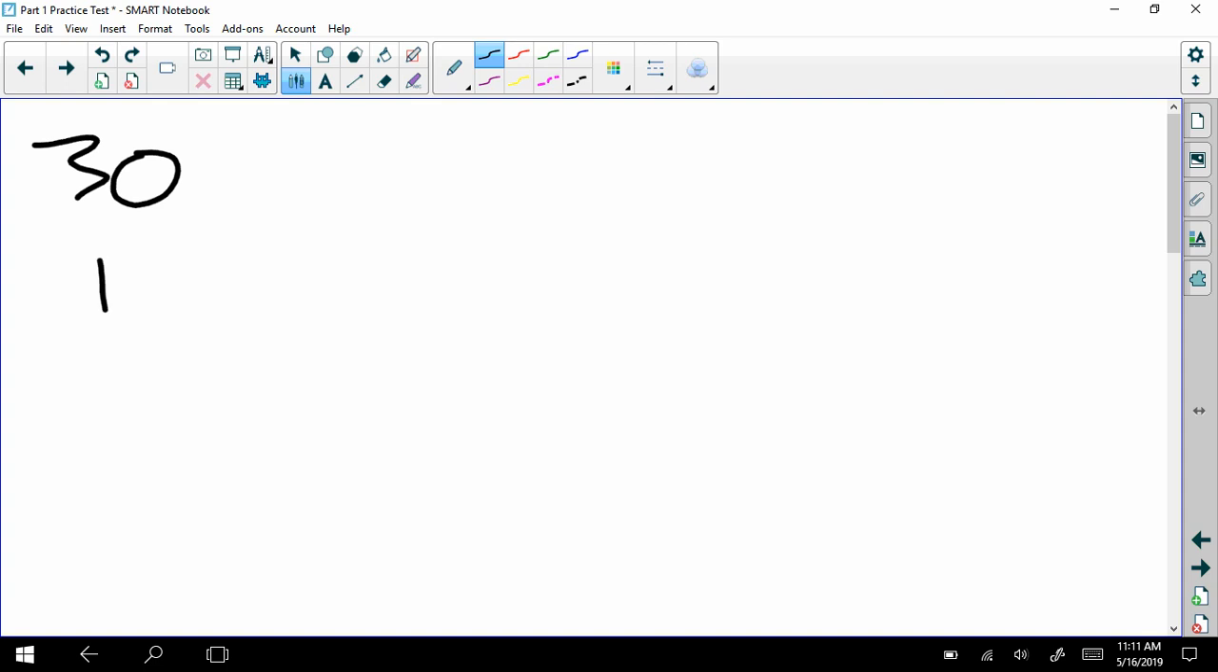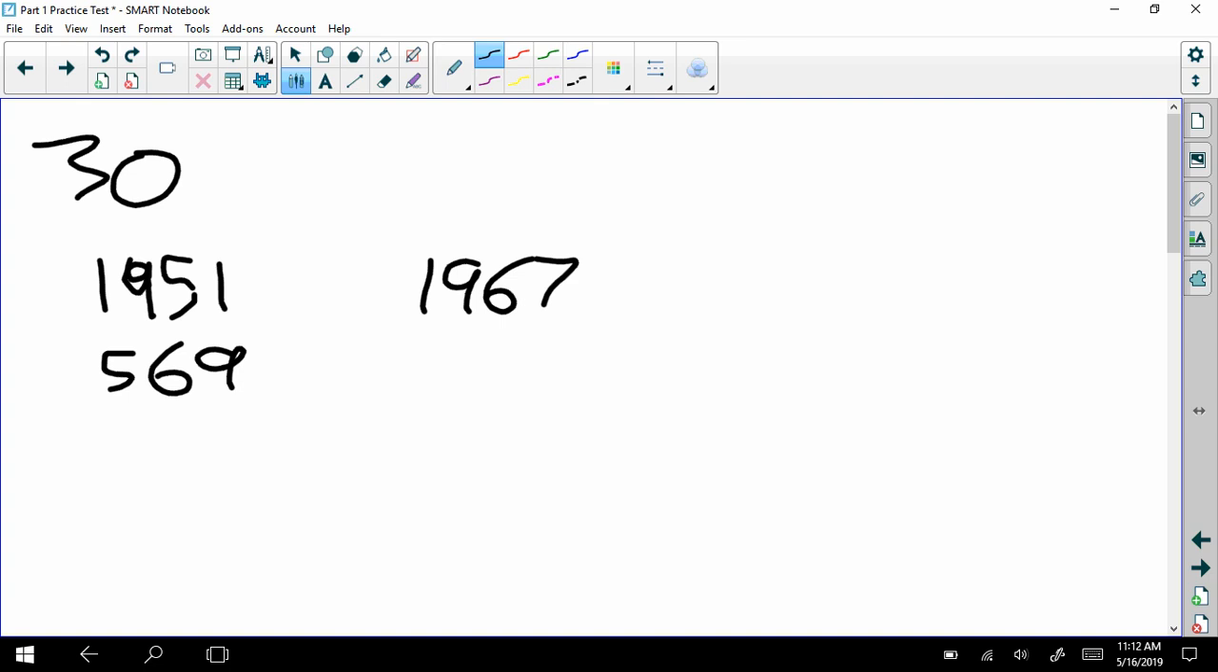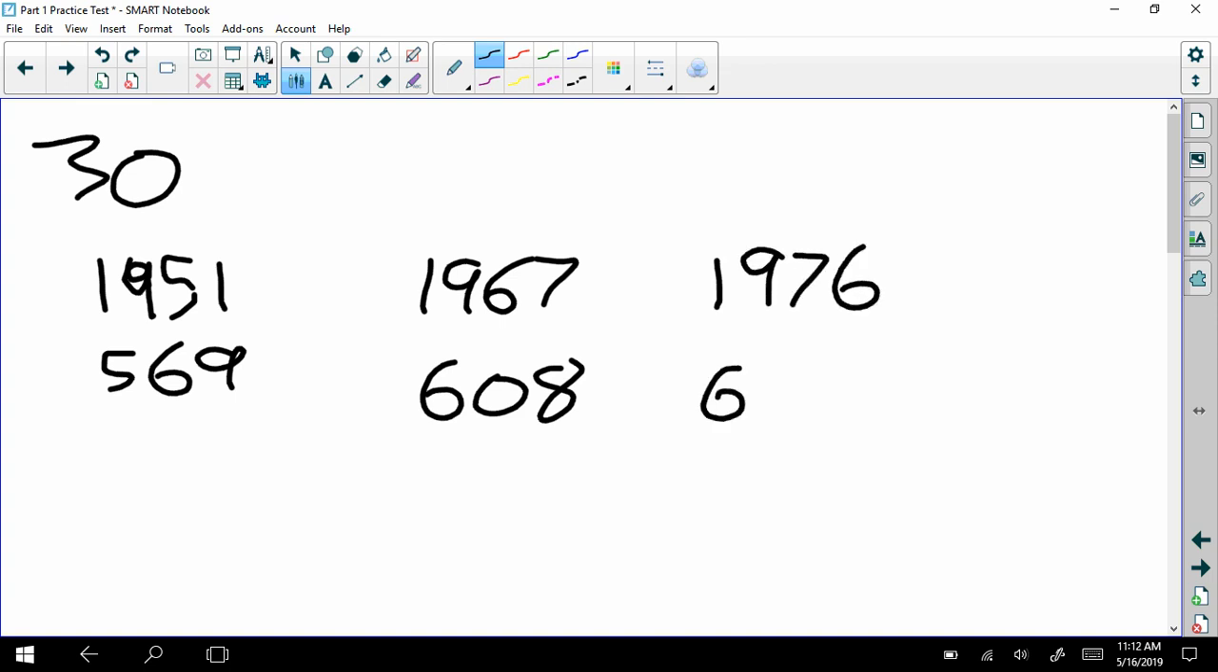It says 1951 is 569. And it says 1967 is 608. And 1976 is 631. And 1978 is 636.